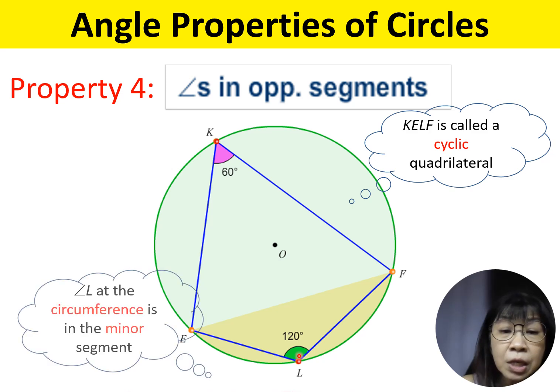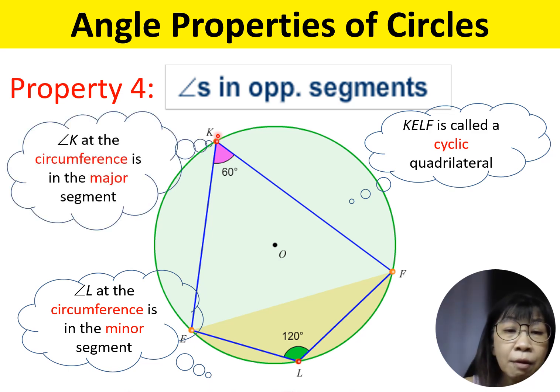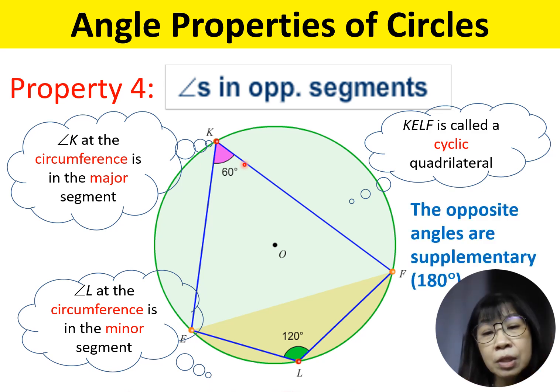What you see here is an angle L. This angle L, as I said earlier, is in the minor segment. Then I also have angle K over here, which is in the major segment. So in this case, the two opposite angles are supplementary. Supplementary simply means that when they add up together, they equal 180 degrees.